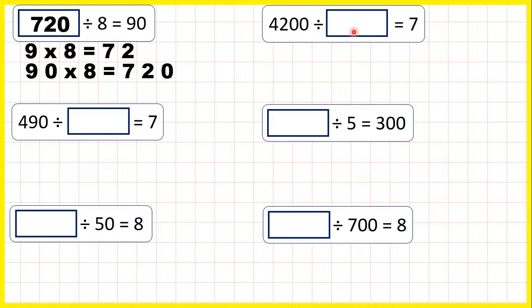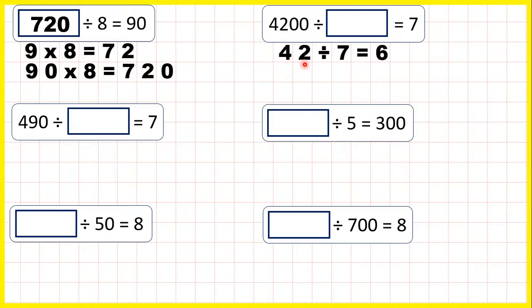Now, 4,200 divided by what is 7? Well, here it's not the dividend that's missing, it's the divisor. It's the second number in the question. And when that happens, we still need to use division to find our answer. So we need to divide 4,200 by 7, and that will give us our missing number.